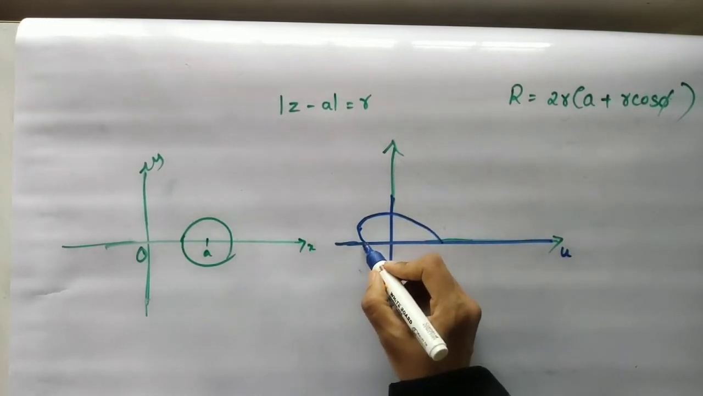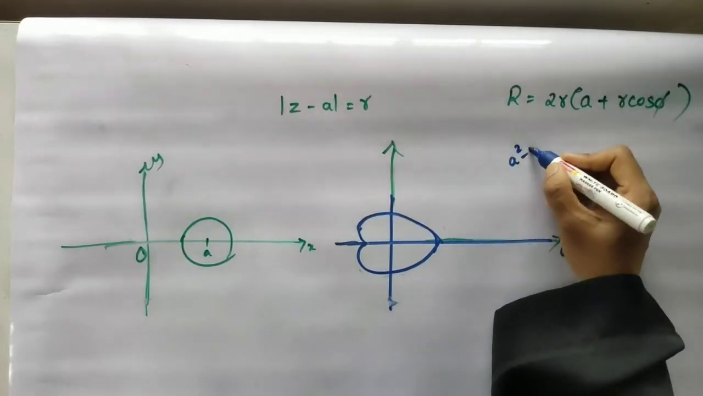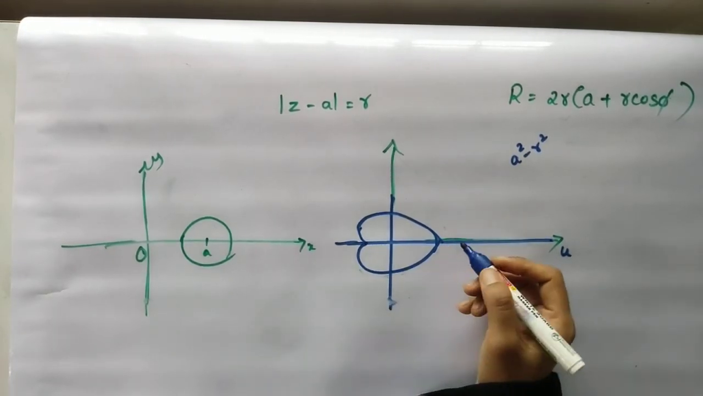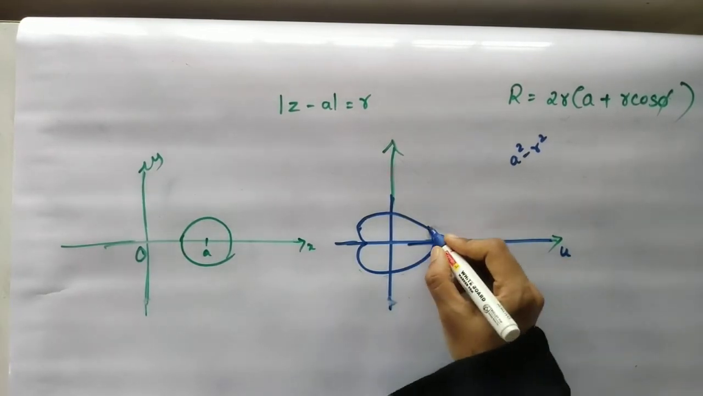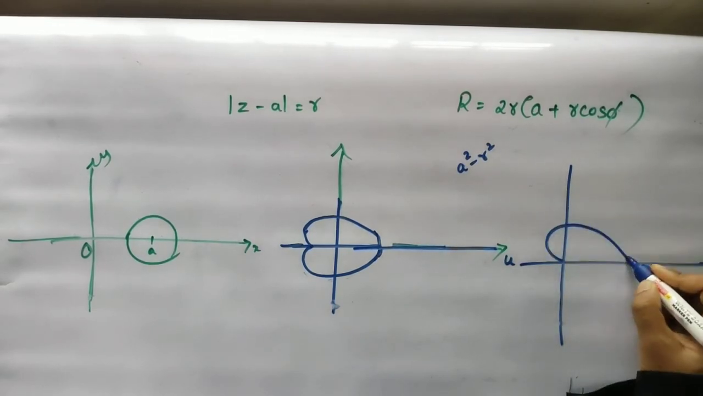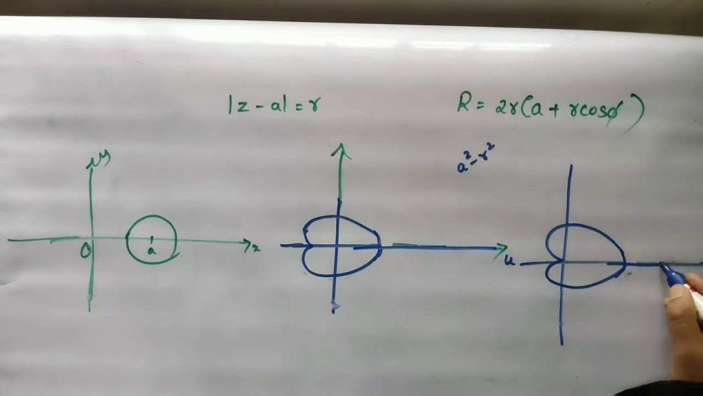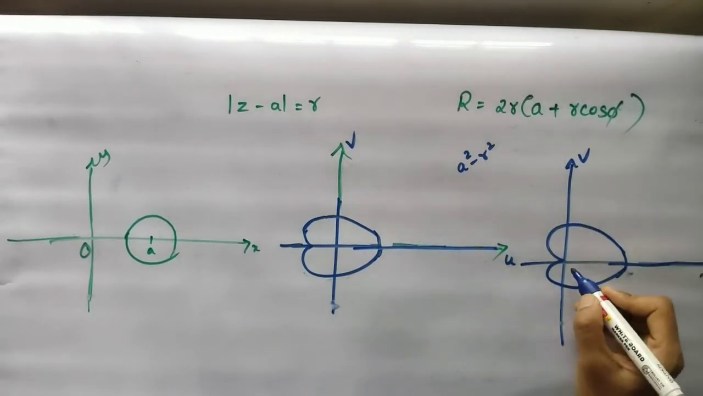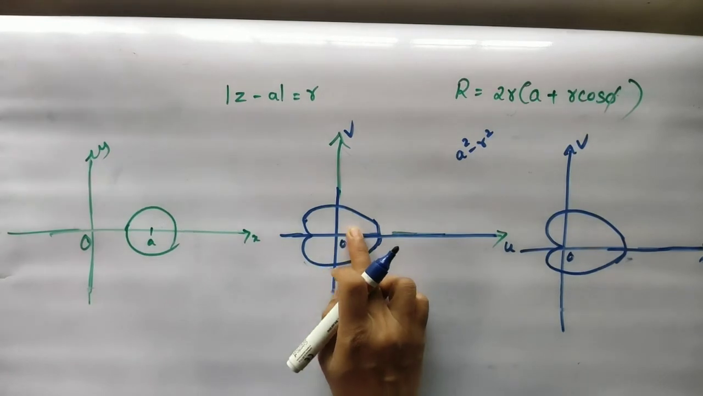Because the pole has been shifted, as I told you, to a square minus r square, this point. So this is the point. If A is somewhere here, this is your limaçon. Whereas for the cardioid, if R equals A, then it will be like this. This is your cardioid. Here are U, V, and the origin over here. So this is the difference between the cardioid and the limaçon.